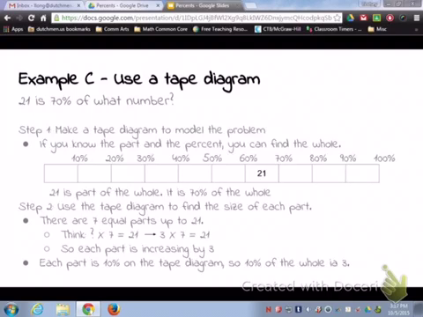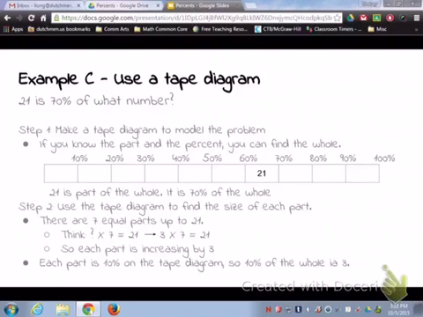Let's look at example C. I want to know, 21 is 70% of what number? So, step 1, using a tape diagram method, I'm going to make a tape diagram to model the problem. If you know the part and the percent, you can find the whole. So once again, you see I have my tape diagram. I've labeled it into 10% sections all the way to 100. It tells me that 21 is 70% of the whole. So I put my 21 in the box that's 70%.